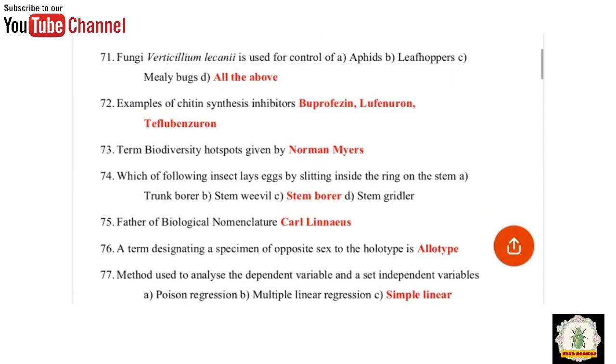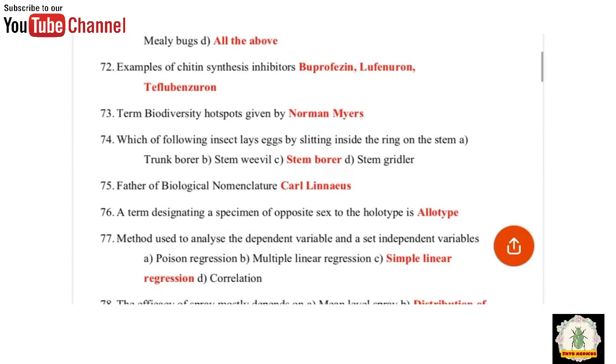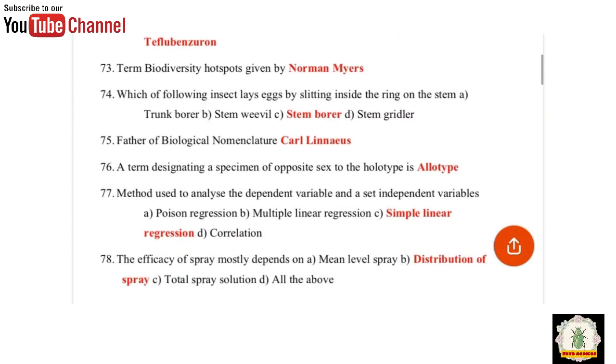The method used to analyze the dependent variable and a set of independent variables is Poisson regression, multiple linear regression, simple linear regression, or correlation. So the correct answer is C, that is simple linear regression. Next is the efficacy of a spray mostly depends upon what? Mean level of spray, distribution of spray, total spray solution, and all the above. So the distribution of spray determines the efficacy of the spray.